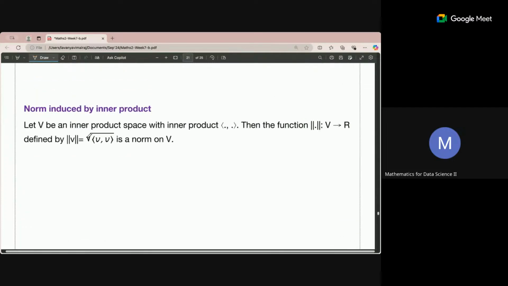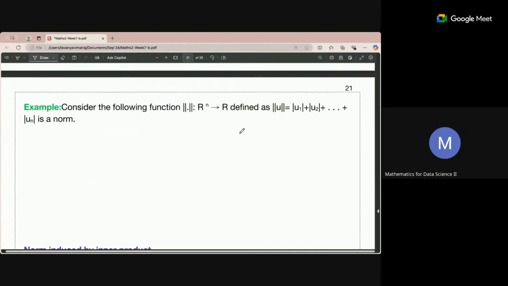So norm of any vector, we can define as square root of v comma v. So whenever you have an inner product, from the inner product itself you can arrive at the norm in this way. So you can define norm as square root of inner product v comma v. And this will satisfy all the three properties of a norm. And this norm is called the norm induced by the inner product.